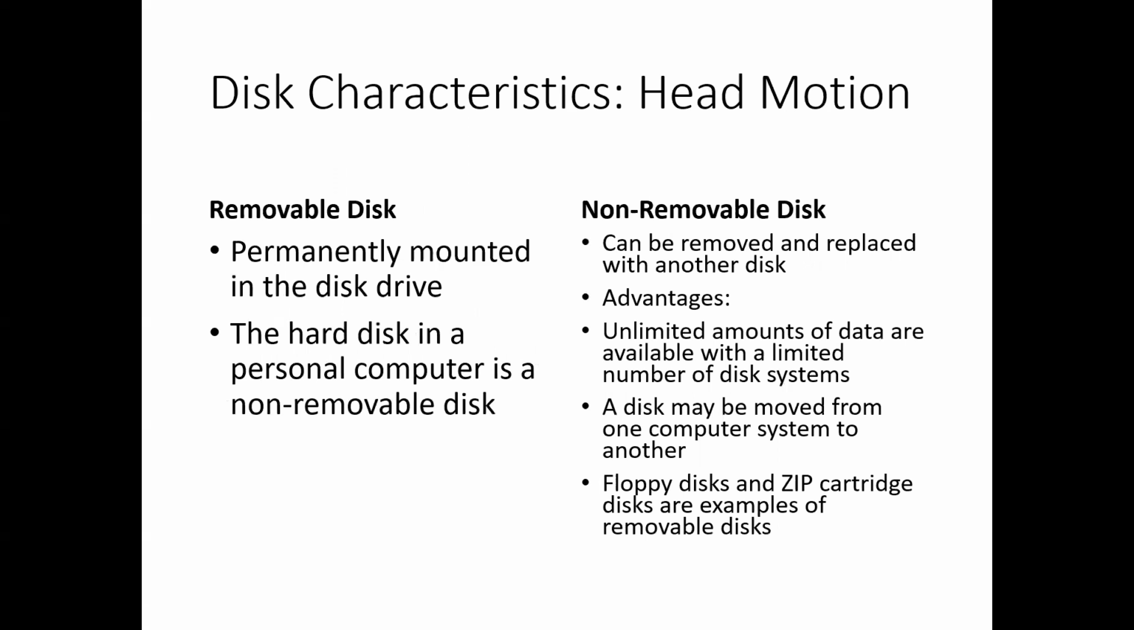For disk portability, you can have two types here. One is a removable disk; the first one should be non-removable, which is the one that's permanently mounted in the disk drive. Basically, this is the hard disk in your personal computer. The removable disk, which is on the right, can be removed and replaced with another disk. The advantage of the removable disk is you can have an unlimited amount of data available, depending on how many removable disks you have, and you can move them onto other systems. Floppy disks, zip cartridges, and flash drives are all examples of removable disks.